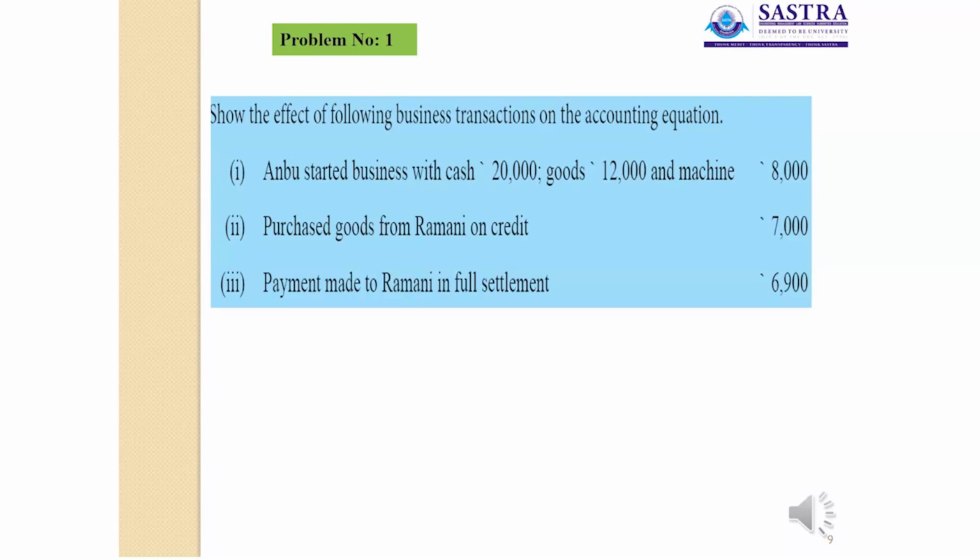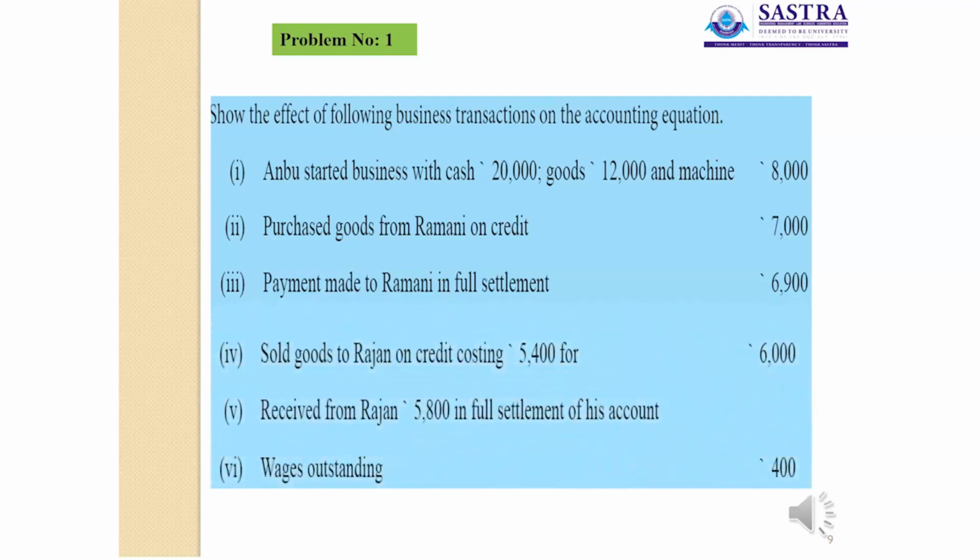Anbu started business with cash rupees 20,000, goods value 12,000, machinery value rupees 8,000. Next transaction is purchase of goods from Ramani on credit rupees 7,000. Next, payment made to Ramani in full settlement rupees 6,900. Sold goods to Rajan on credit costing rupees 5,400 for 6,000. Next, receipt from Rajan rupees 5,800 in full settlement of his account. Last transaction is wages outstanding rupees 400.